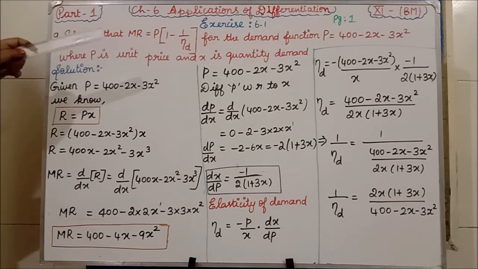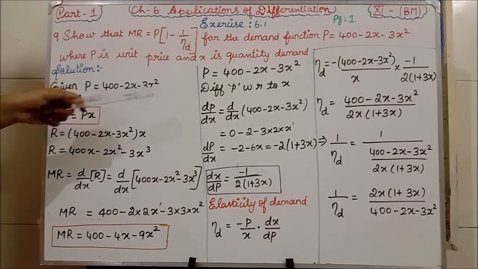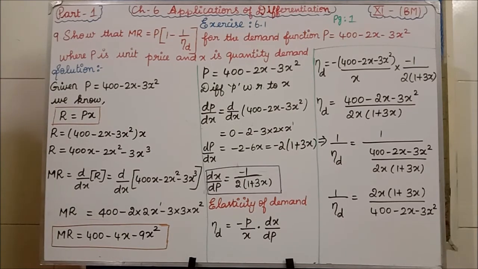Yes. What they have given, students, the 9th and 10th questions are very important. 5 marks. So how I am doing the 9th question, the same model, everything same model. You are going to do the 10th sum as homework. Both the 9th and 10th are very important. Listen carefully. Price P equal to 400 minus 2x minus 3x square, we are given in the question.